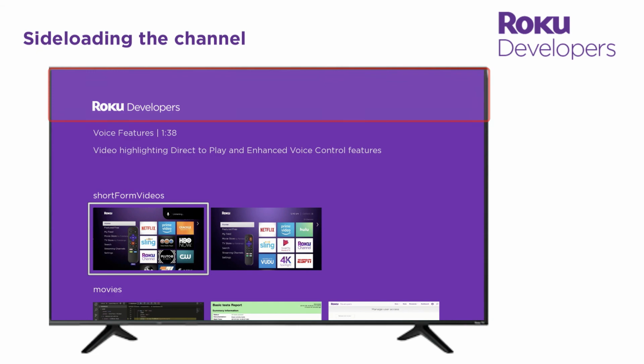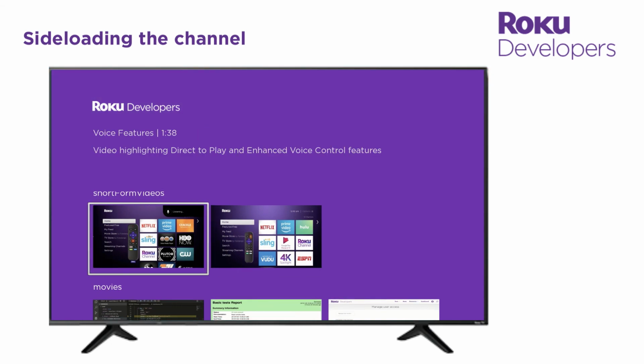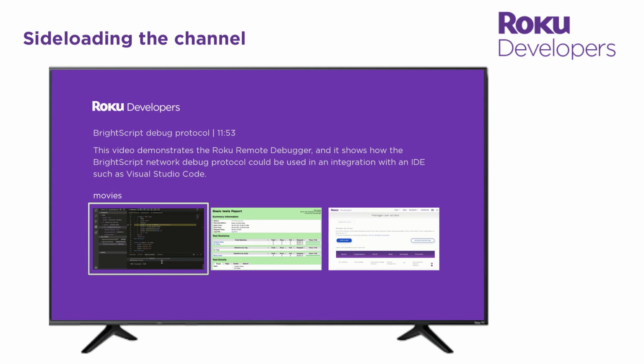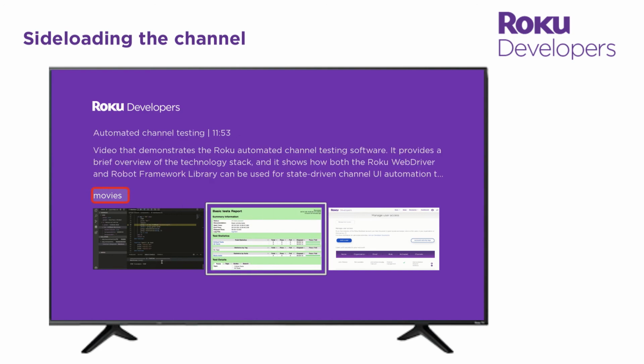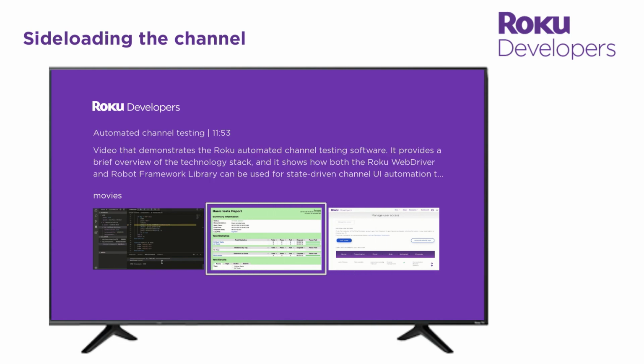You can see the overhang in the channel is using the purple background color and the Roku developer logo we specified. You can see that the grid contains rows of video thumbnails from the feed. Each row is labeled with a category name. When you highlight a video, the metadata we specified in the grid screen is displayed above the video. This includes the name of the video, duration, and the description.